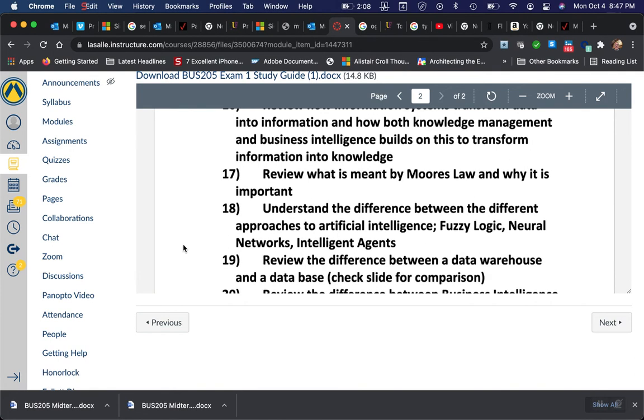We talked a little bit about different approaches to artificial intelligence. So just be familiar with the terms fuzzy logic and neural networks. Those are types of artificial intelligence approaches. Intelligent agents, we talked about those too. You can find those in the presentations. We talked about what they are and what they do.